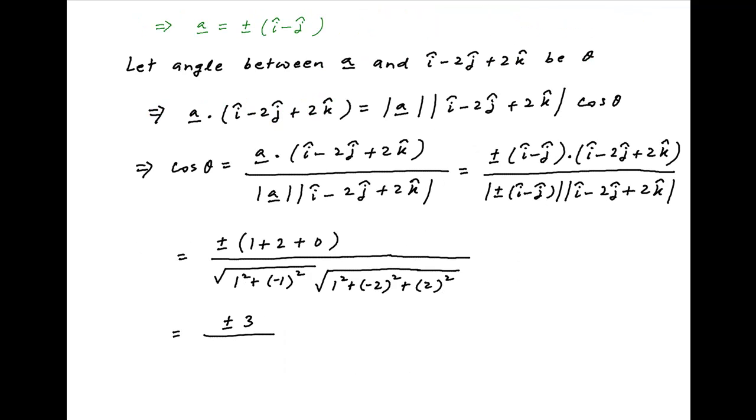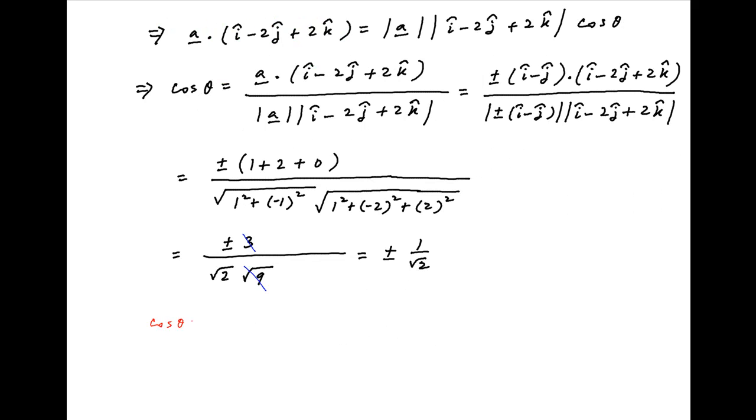The numerator is equal to plus minus 3 and the denominator is equal to root 2 times root 9. Root 9 is equal to 3. It cancels with the 3 in the numerator, and therefore the value of cos theta simplifies to plus minus 1 upon root 2. Now when cos theta is equal to 1 upon root 2, theta is equal to pi upon 4.